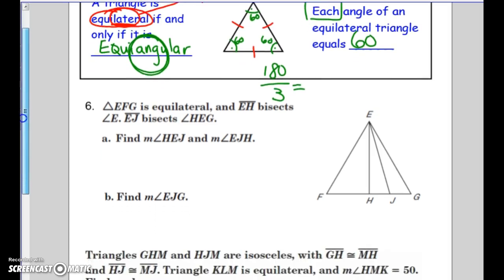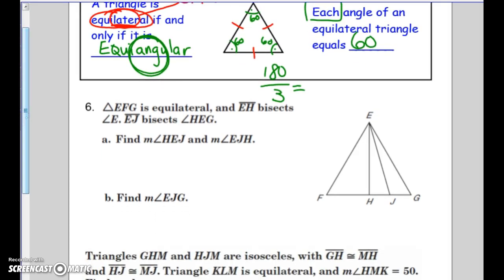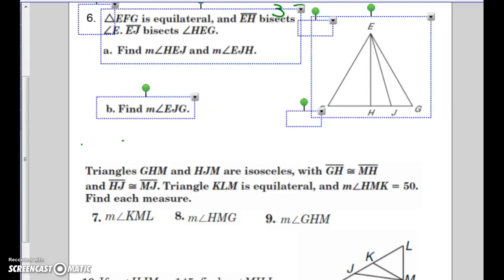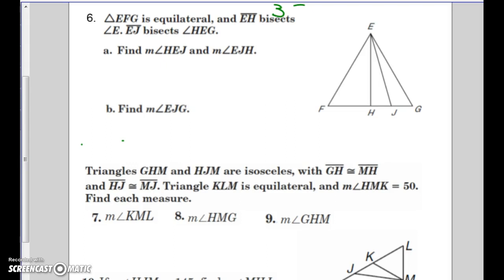So I'm going to give you a second, and I want you to try number 6. It says that triangle EFG is equilateral. What does that mean? All the sides are the same, and all the angles are the same. What are the angles going to be? Equiangular. Good. 60, 60, 60, right?